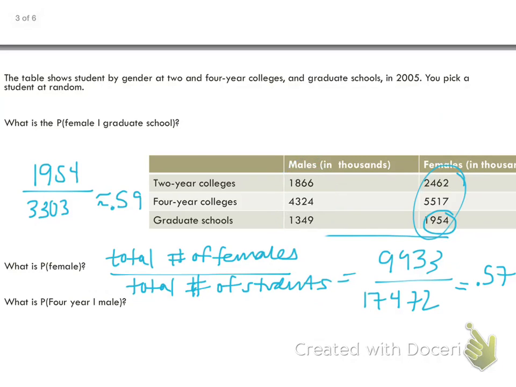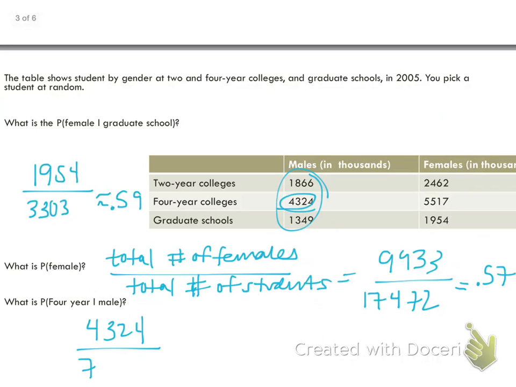Okay, my next one here, I am doing a four-year college and a male. So first on top I match it, so my four-year college in males. So 4,324. And then I want my total number of males, so I could figure out the percentage of the males who are in a four-year college. So when I add up all my males here, it is 7,539, which gets me about 57% of them are in a four-year college.